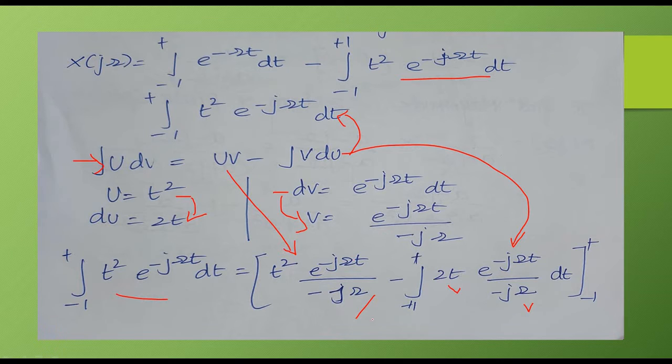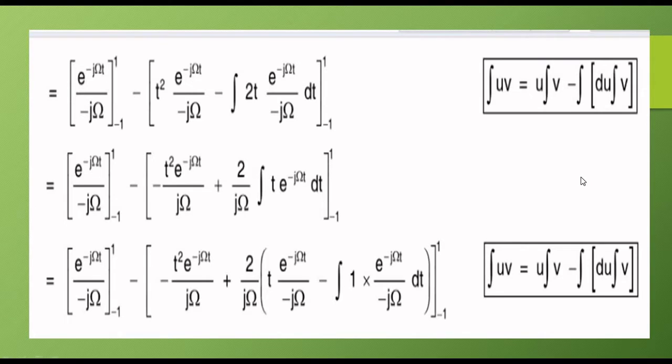This same statement is what is given in the next step. I hope you all have understood how we have calculated this particular integral, t square e power minus j omega t. So moving on to the next slide.